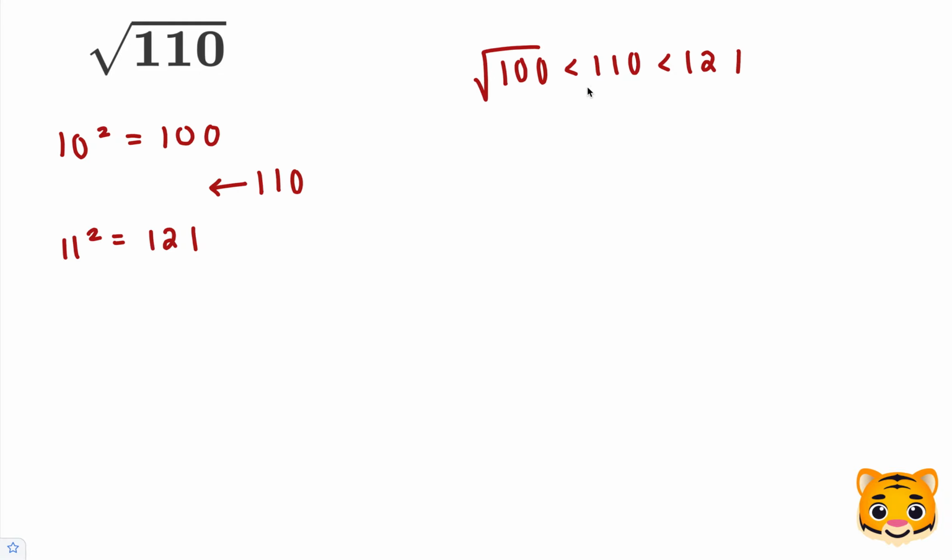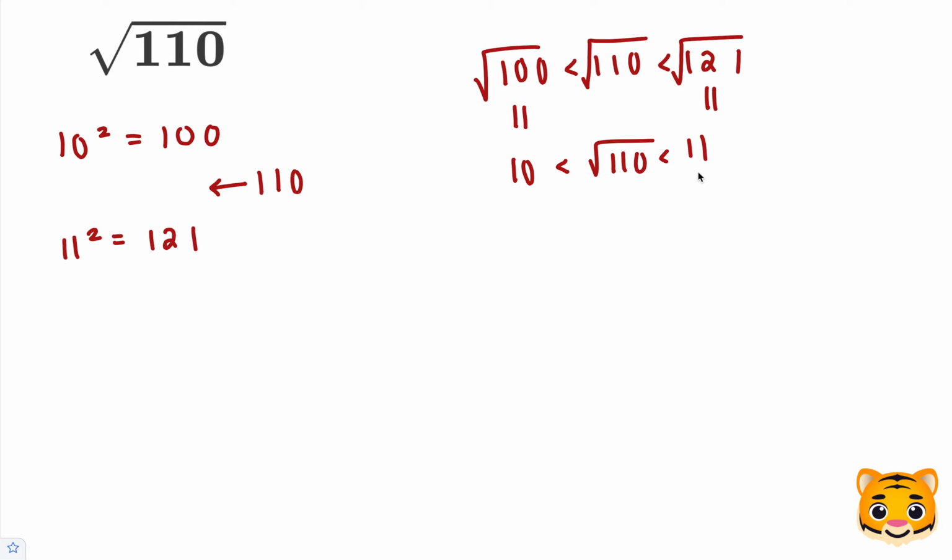Now we can take the square root of all of these values. The square root of 100 is equal to 10, as 10 squared is equal to 100. The square root of 121 is equal to 11, as 11 squared is equal to 121. Now we can see the square root of 110 is between 10 and 11.